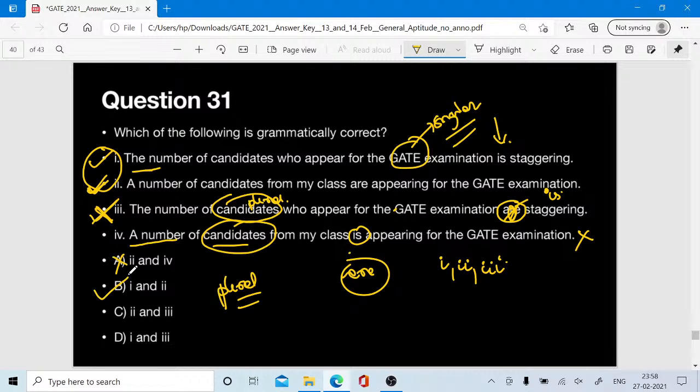So it is option B. 1 and 2 is the right answer. It is not C. It is option B.